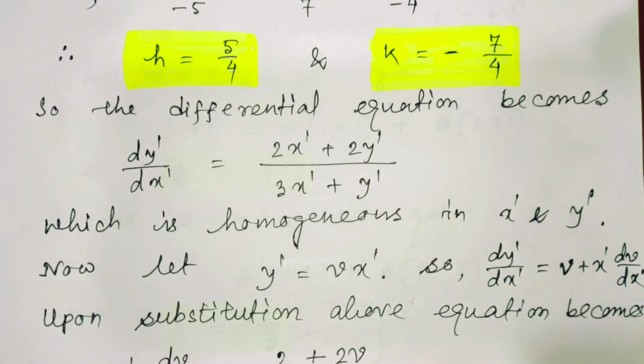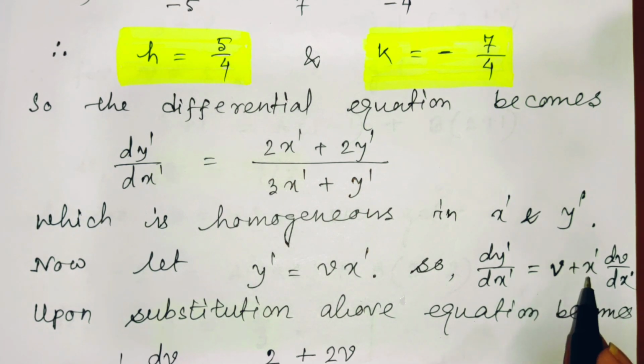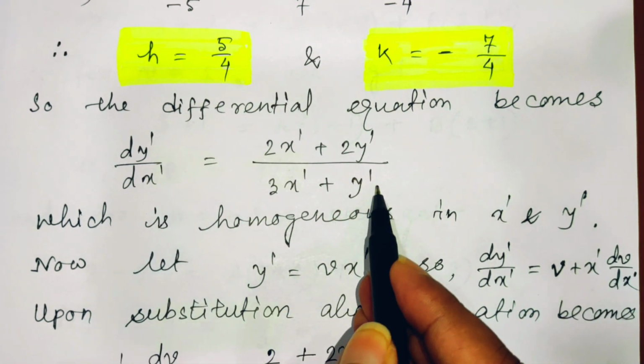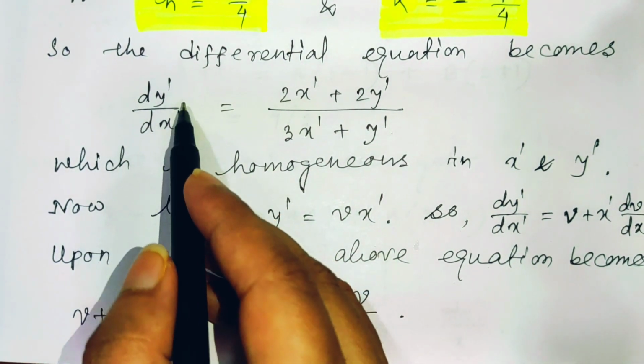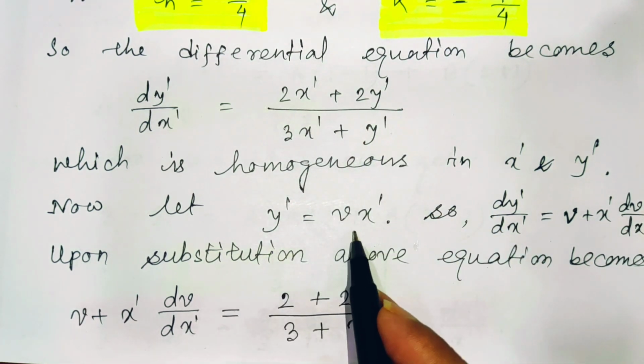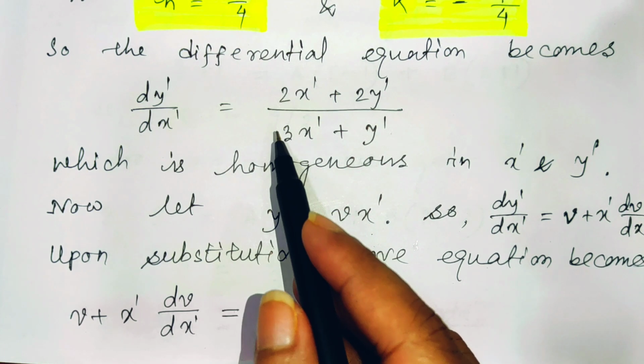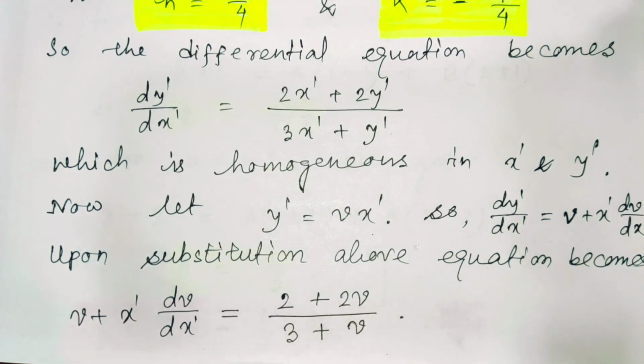Now we should substitute y' = vx' and take the derivative to get dy'/dx' = v + x' dv/dx'. If we substitute all these values in the given differential equation, then instead of dy'/dx' we substitute this one, so that we get v + x' dv/dx' = (2 + 2v) / (3 + v), because y' = vx'. If we substitute and take x' common, then x' cancels from denominator and numerator, and at the end we find this one.